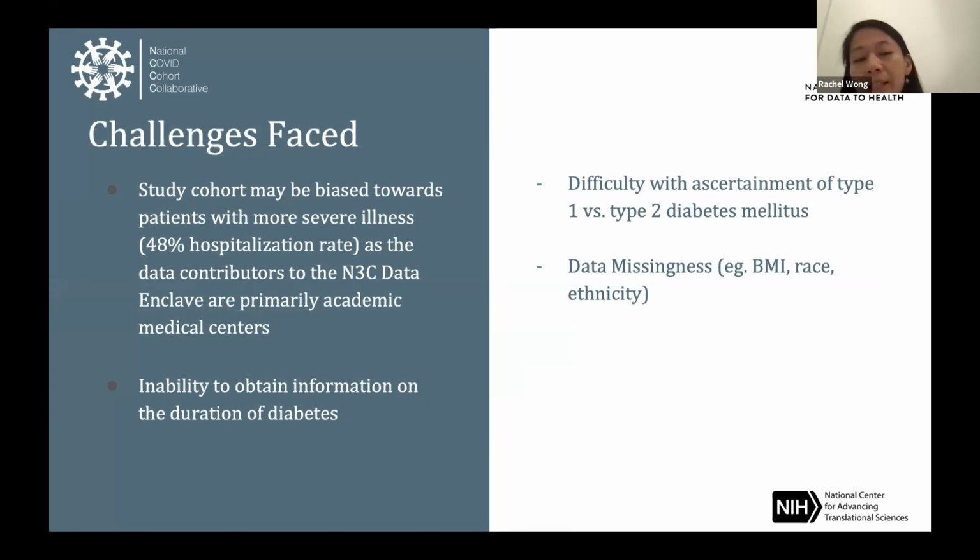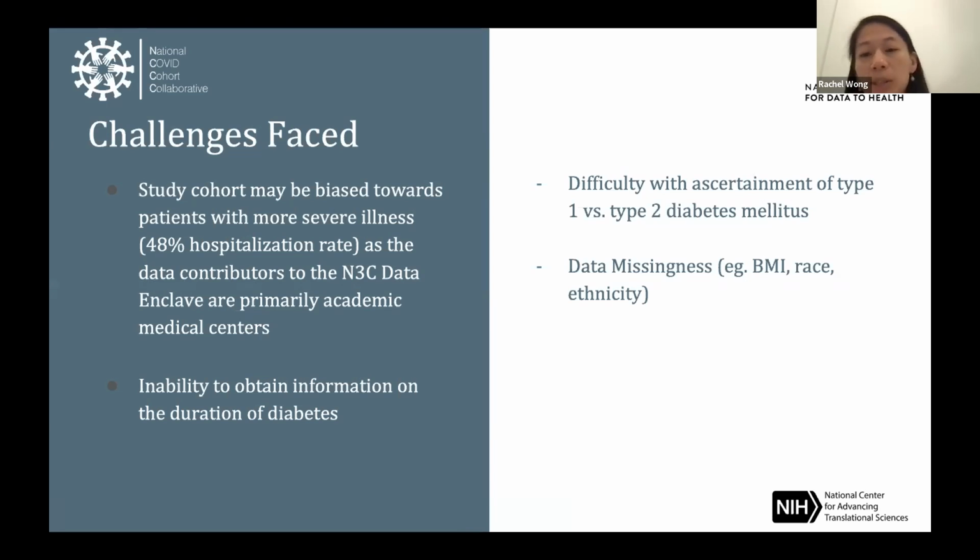We also have the inability to obtain information on the duration of diabetes because the EHR data may not have longitudinal data on every patient. And a lot of that is embedded in the free text on how long they've had diabetes. We weren't really able to get to that, and it can have a big difference in terms of outcomes in diabetes. We also had difficulty ascertaining the type of diabetes, type 1 versus type 2, and we didn't have many patients with type 1, so we just stuck primarily to type 2 diagnoses.